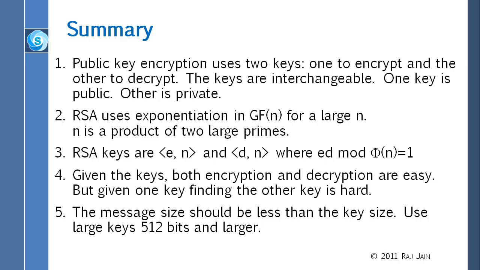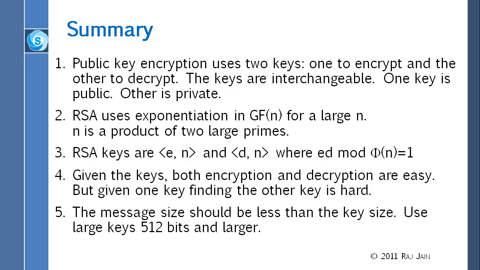However, RSA uses a particular function, exponentiation in the Galois field n for large n. N is not prime, n is a product of 2 primes, remember. They selected Galois field n for large n to do this public key. RSA keys are therefore {E, N} and {D, N}, where E times D mod phi(N) is 1. So basically you find the totient function for n, and then E times D equals 1.